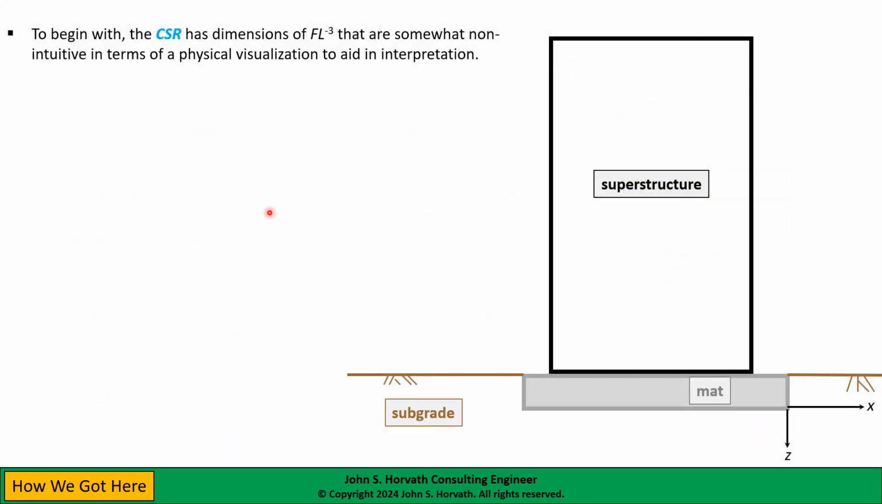Well, to begin with, if we look at the coefficient of subgrade reaction, which again is a calculated result, its dimensions of force per length cubed are somewhat non-intuitive in terms of trying to physically visualize what this thing called the coefficient of subgrade reaction is. Speaking for myself, when I'm trying to understand a parameter in a problem, I like to visualize it. It goes a long way to helping to interpret it.